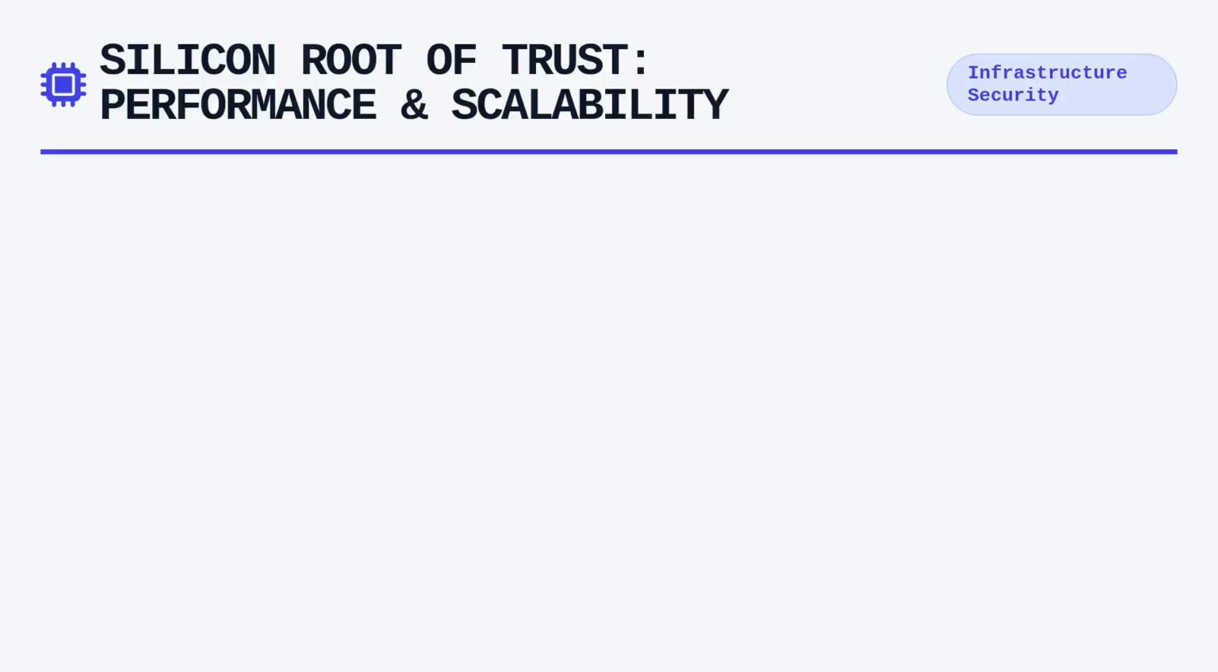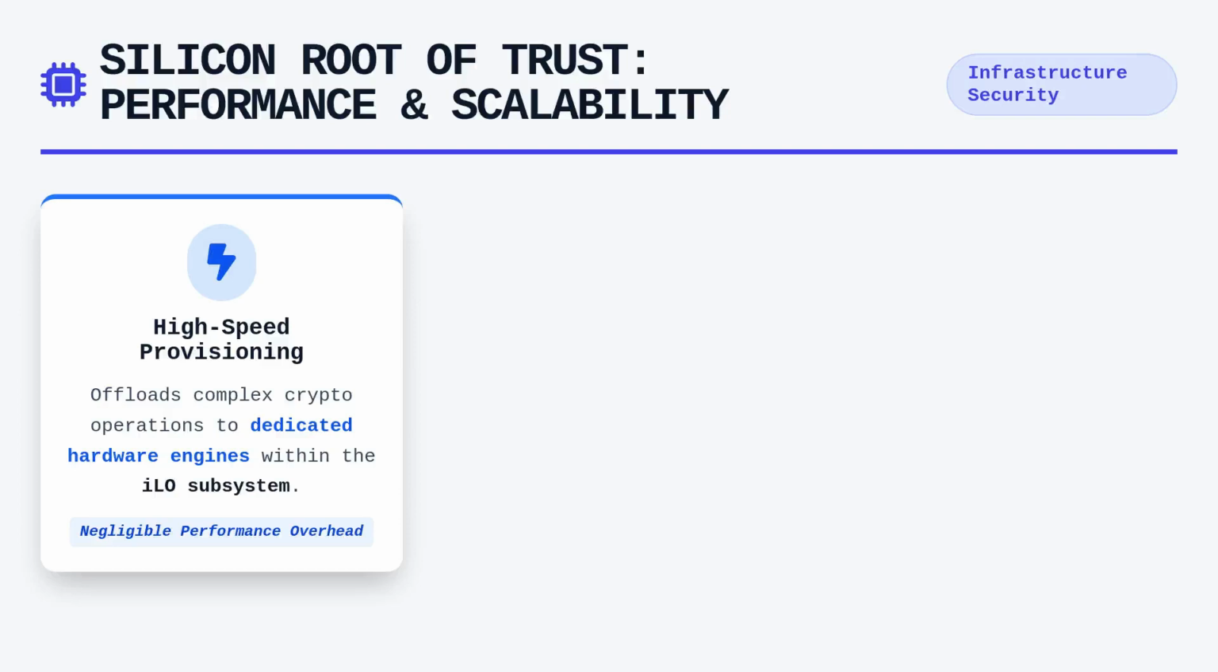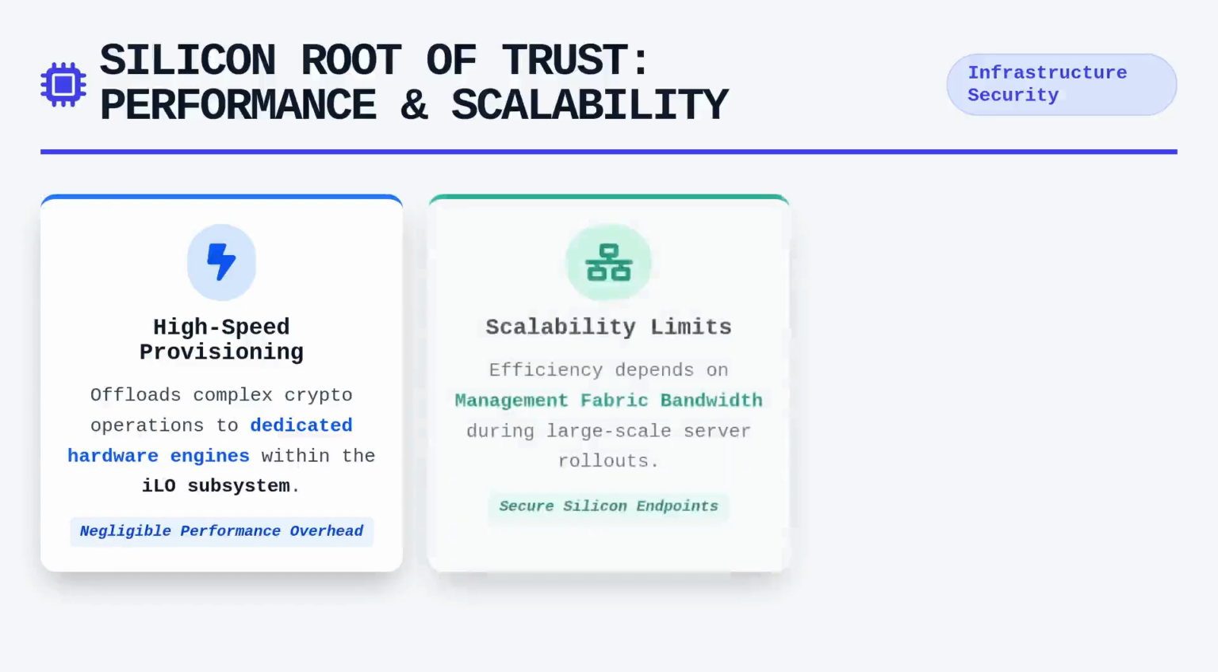From a performance and scalability perspective, the overhead introduced by these cryptographic baselines is negligible, yet the implications for resource algorithms are profound. Modern data centers require high-speed provisioning, and the Silicon Root of Trust speeds up the validation process by offloading complex cryptographic operations to dedicated hardware engines within the iLO subsystem.